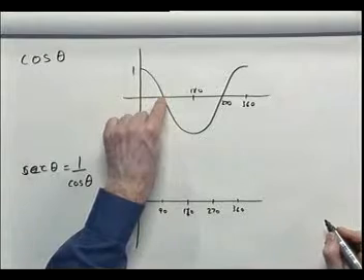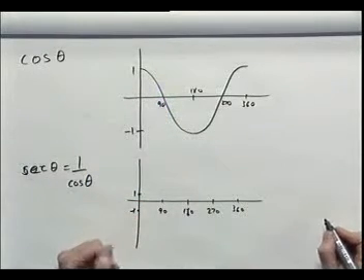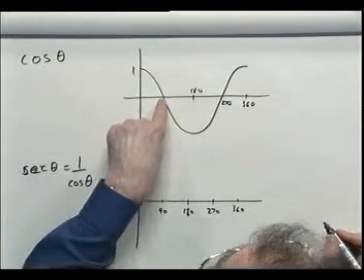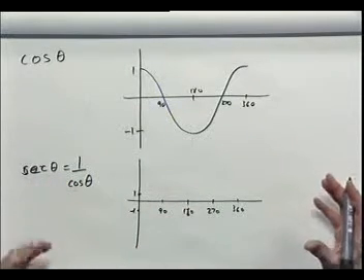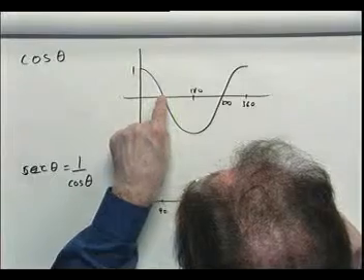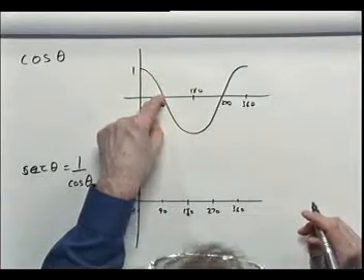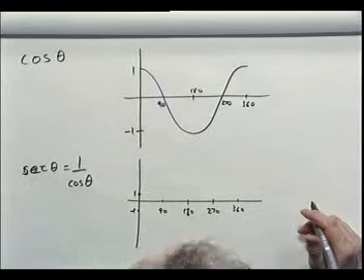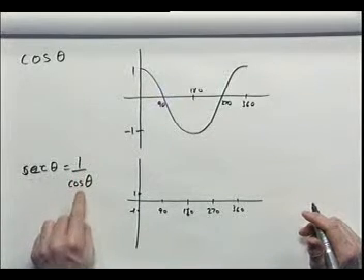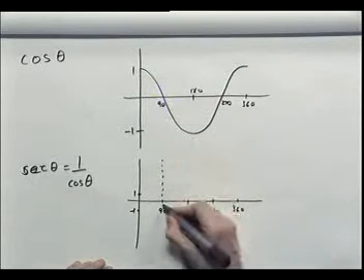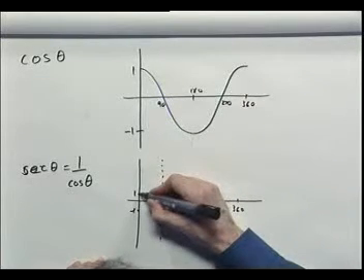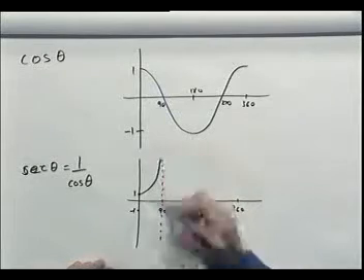Here at 90, we've got exactly the same problems we had before. The value of cos theta at 90 is 0, so 1 divided by 0 is a very big number. Well, in fact, we're not allowed to do it, so we have to go a little bit away from 90 to get a value of cos theta which is very small, close to 0, but positive. And if we divide 1 by that small positive number, the answer that we get is very big and positive. So we have a bit of curve going up like that.